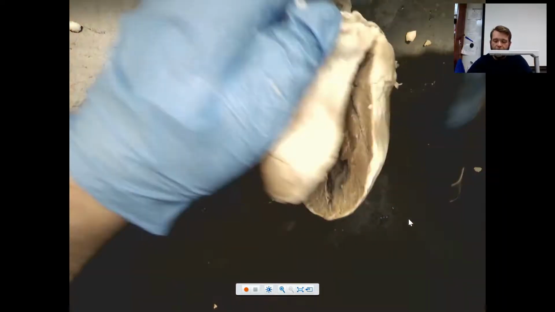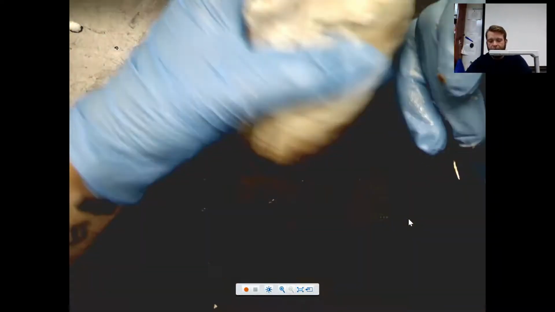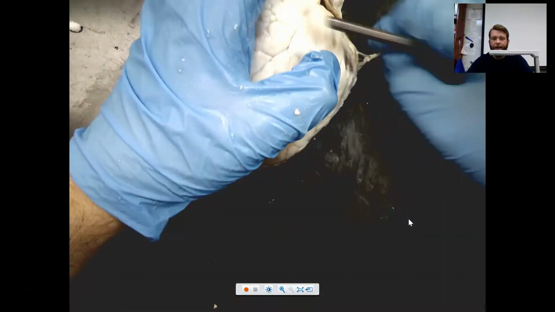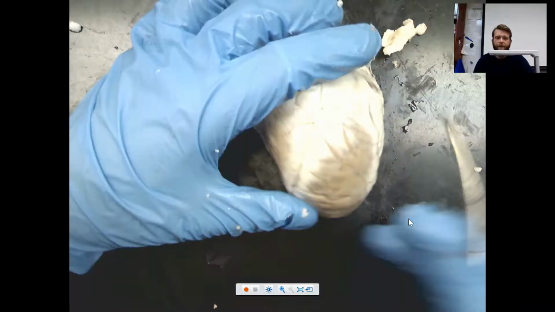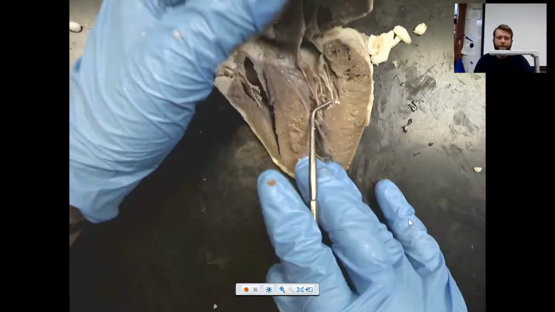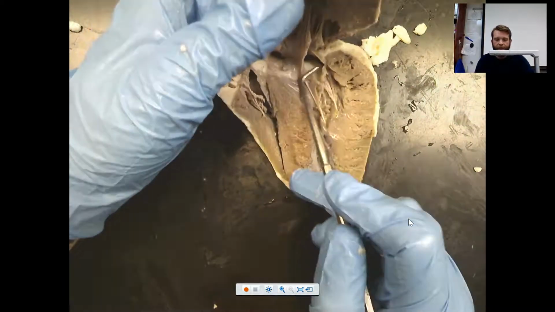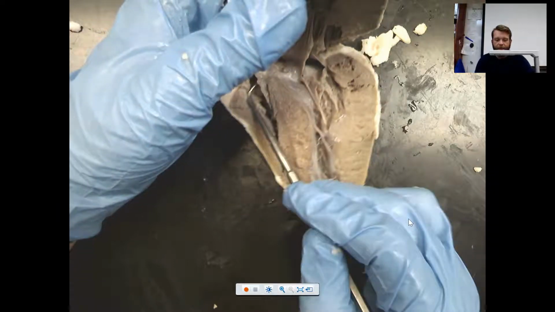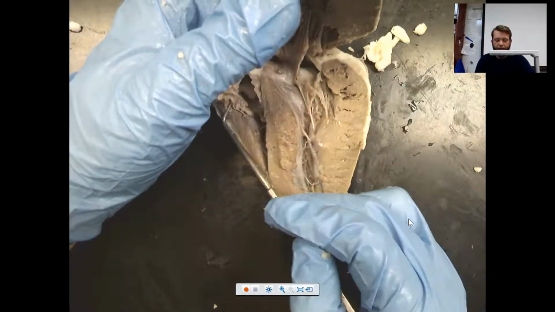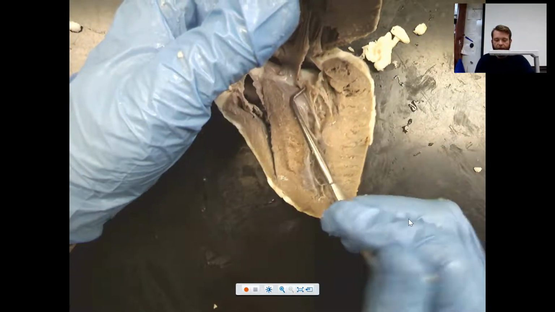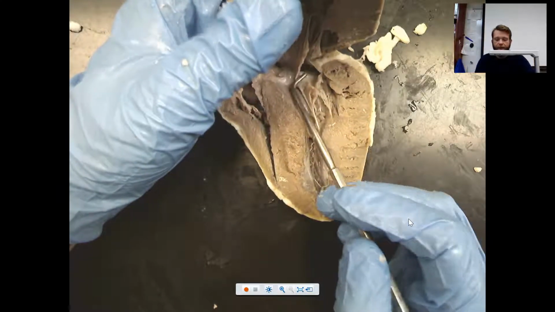The valves in the heart that you need to be able to identify are the atrioventricular valves, the valves that are between your atria and ventricles. So you've got two, one on the right, one on the left. On the right side, you have a valve that's got a couple different parts, and on the other side, you have another number of flaps.